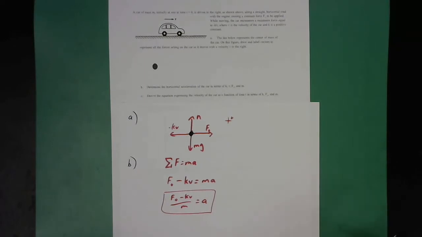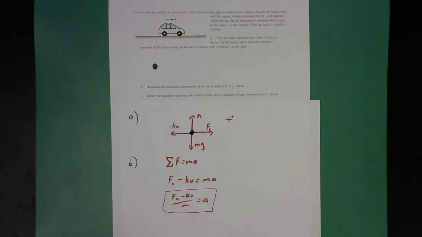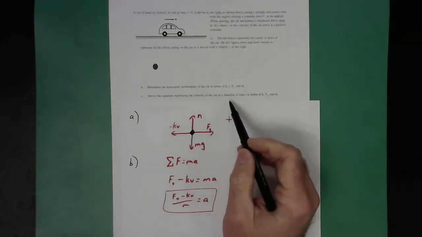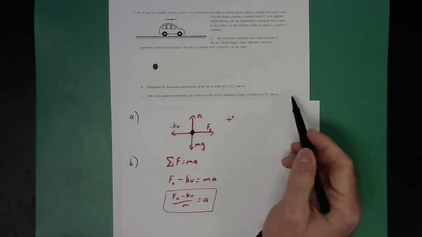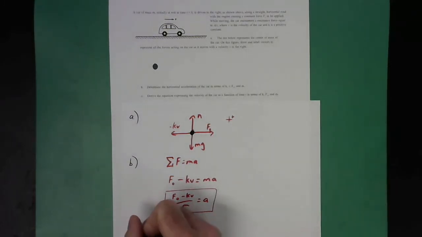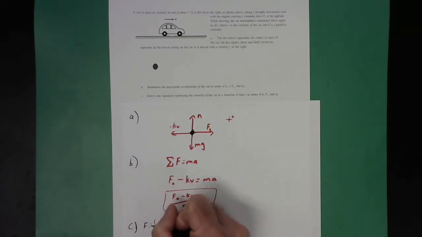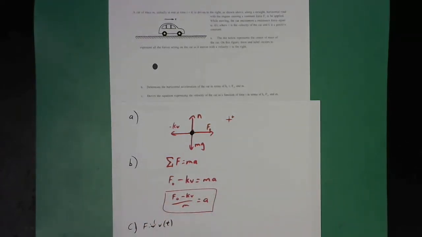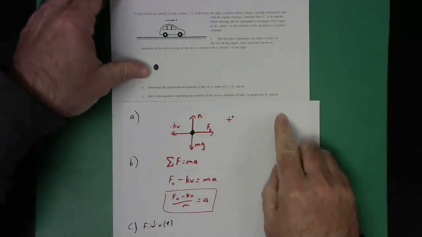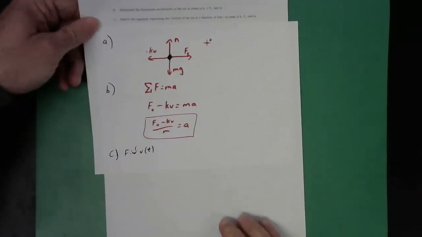Part C. They say, can you derive the equation expressing the velocity of the car as a function of time t in terms of these variables? So they want v as a function of time. All right. And so you say, well, yeah, I can do that. All right, in terms of k, F0, and m, we'll see.